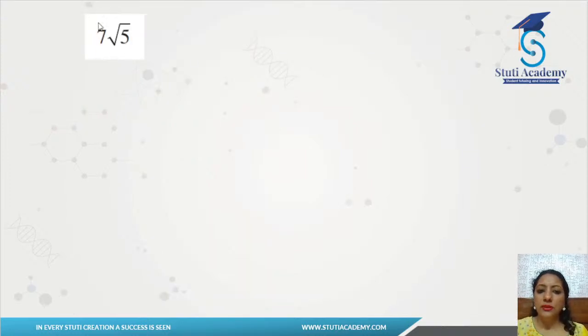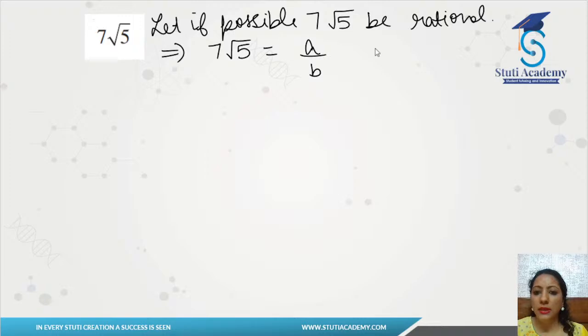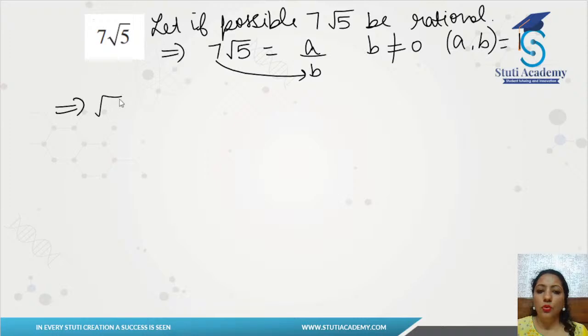Now, in the same way, we'll do the next part, 7 root 5. So, we have to prove that this is an irrational number. We start in the same way. Let, if possible, 7 root 5 be a rational number. Now, if 7 root 5 is a rational number, we can say that 7 root 5 can be written in the form of a upon b, where b is non-zero and a and b, they are co-prime numbers. In the next step, we'll take 7 on the other side. So, we'll get root 5 is equal to a upon 7b.